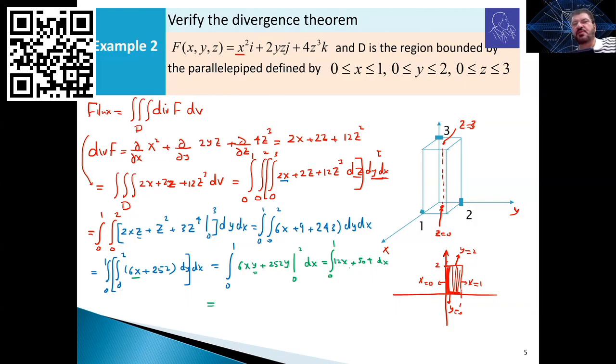Now I'm left with this one. So the integration of this one is x squared over 2. So this is 6x squared plus 504x. And this is from 0 to 1. If we put the 1, we get 6 plus 504, and minus, of course, 0. And this is going to be 510. This is the answer for that part.